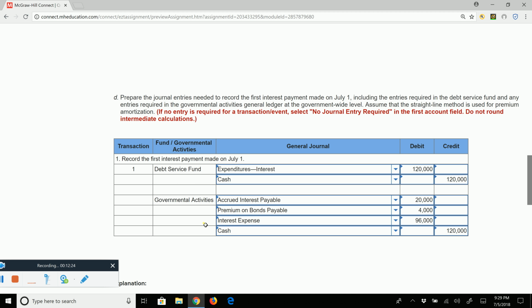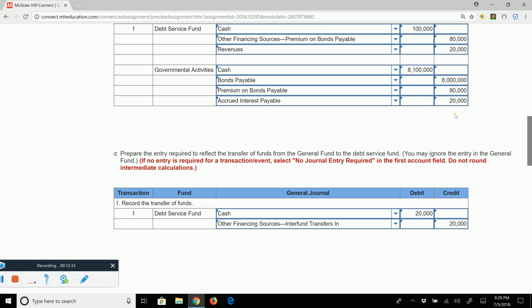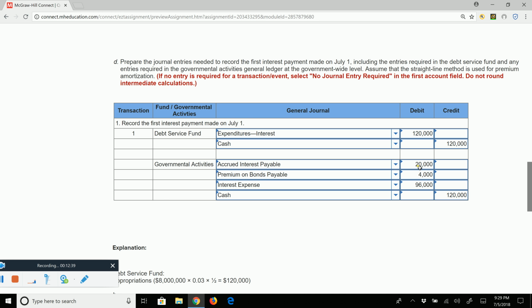Remember, as we learned in your theory classes, first, we need to address that interest payable that we recorded when we collected it up front. Oh, where is it? Here it is. We collected it up front from our bondholders. We've got to pay them back that $20,000 interest payable.